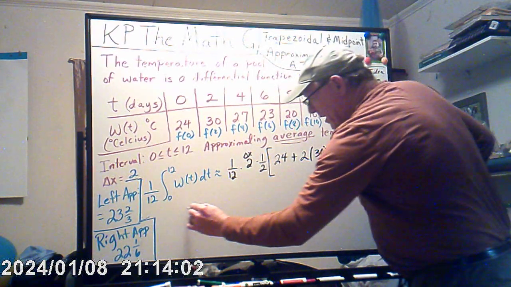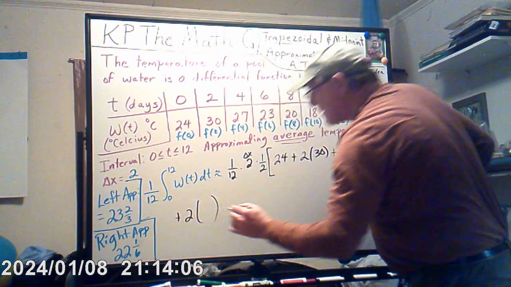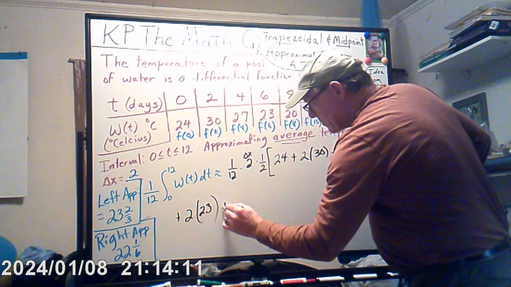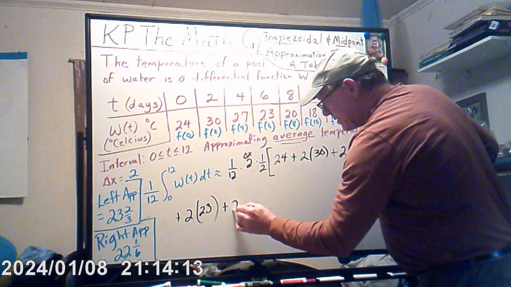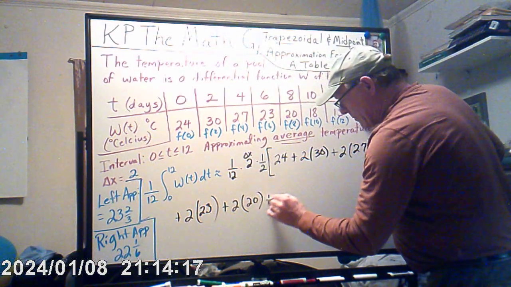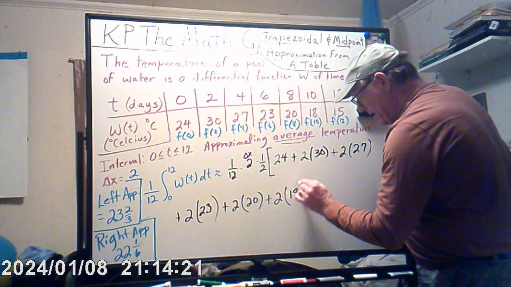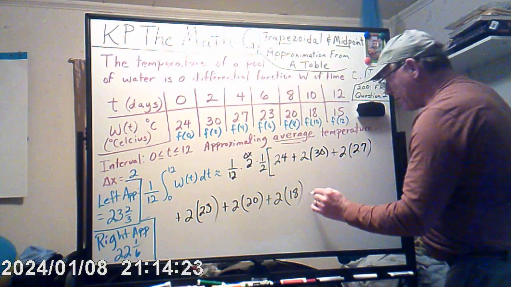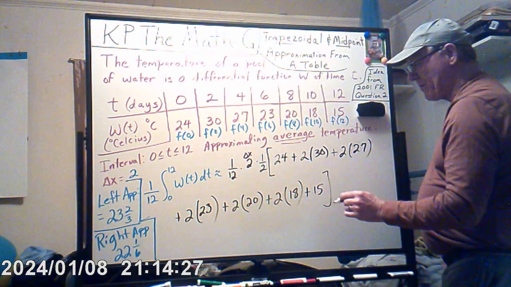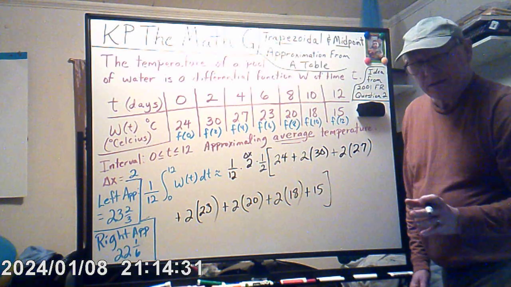okay, plus 2 times 23, plus 2 times 20, plus 2 times 18. Alright, now just plus 15 like that. So just keep in mind the first and the last do not have a 2 times.